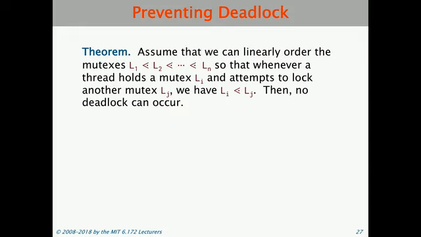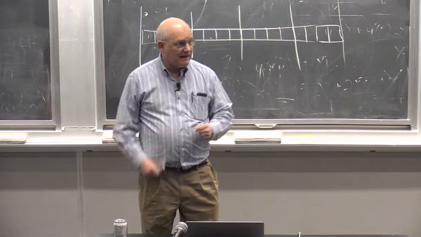Okay? So in this case, for the dining philosophers, you would number the chopsticks from 1 to n, or 0 to n minus 1, whatever, and then grab the smaller one and then grab the larger one. And then you would never have a deadlock.